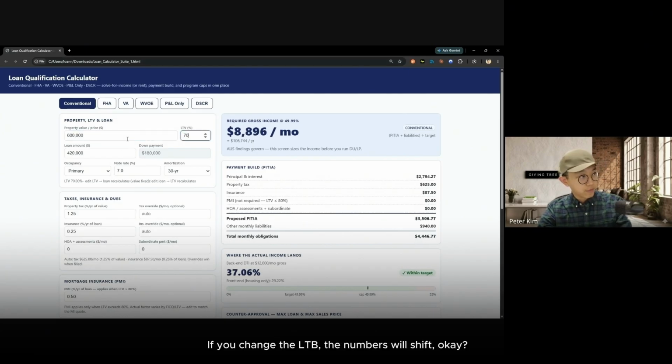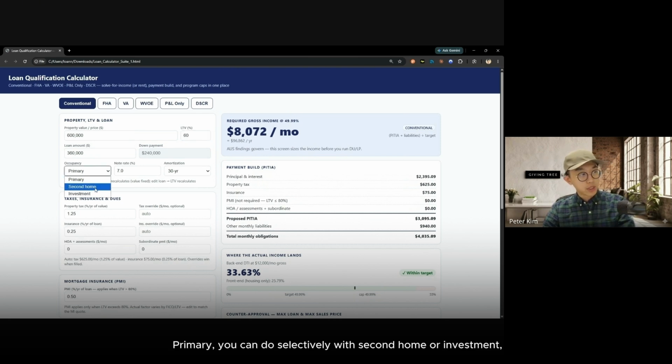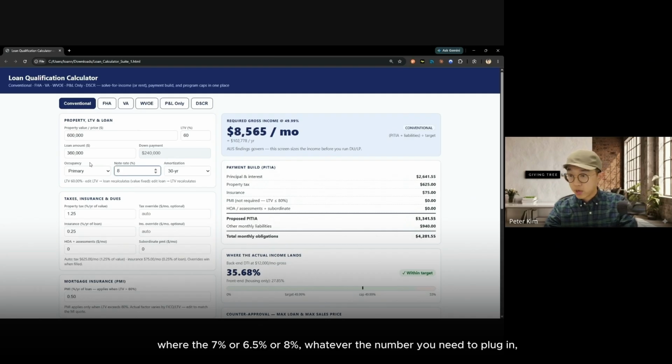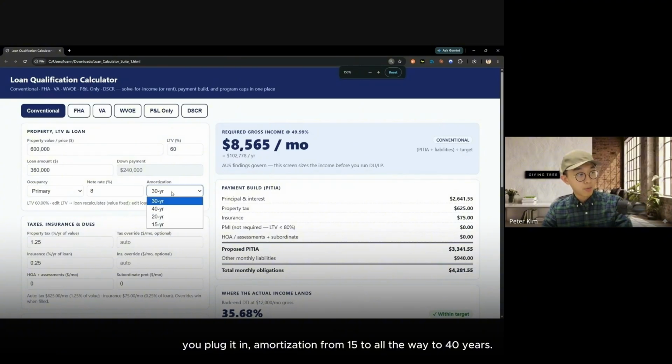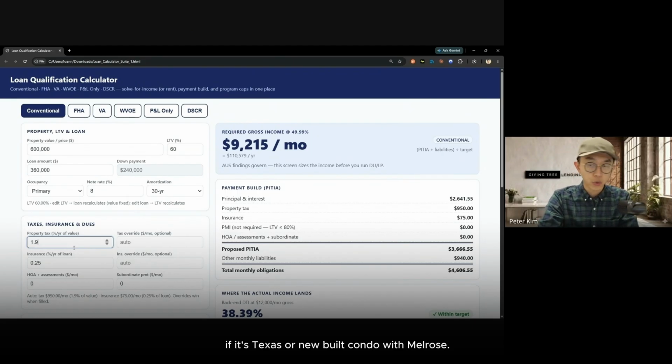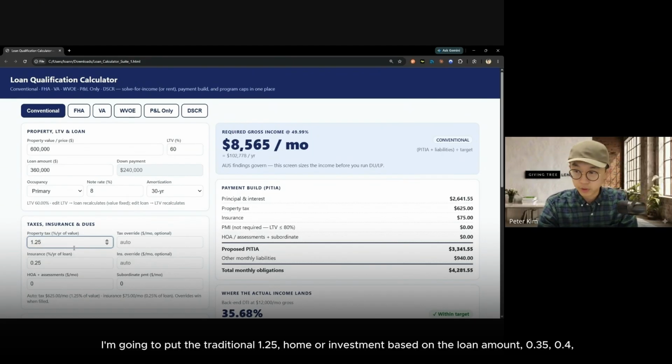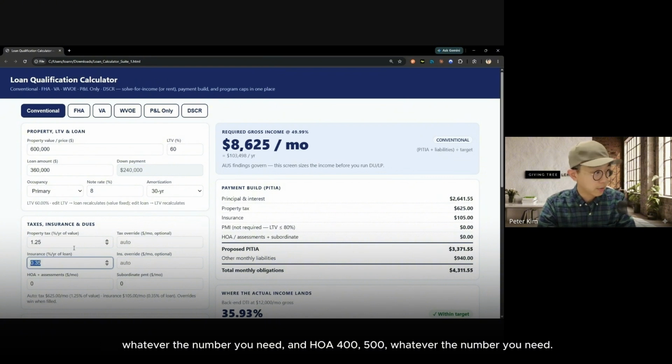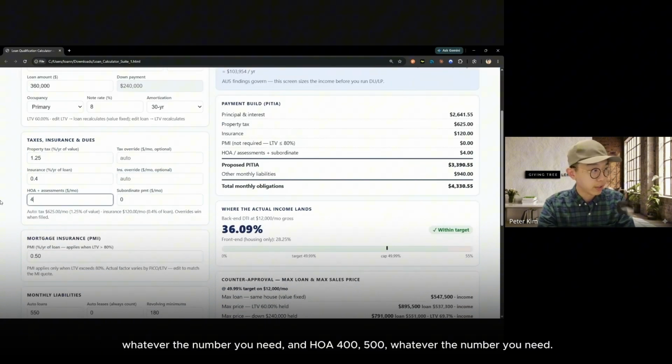This is also changeable. If you change the LTV, the numbers will shift. Primary, you can also do selectively second home or investment. The rate is 7% or 6.5% or 8%, whatever number you need to plug in. Amortization goes from 15 all the way to 40 years. These numbers are pre-fixed, but you can change them to 0.9, or 2.0 if it's Texas, or a newly built condo with Mello-Roos. I'm going to put the traditional 1.25. Homeowners insurance is based on the loan amount, 0.37, 0.35, 0.4, whatever number you need. And HOA, 400, 500, whatever number you need.